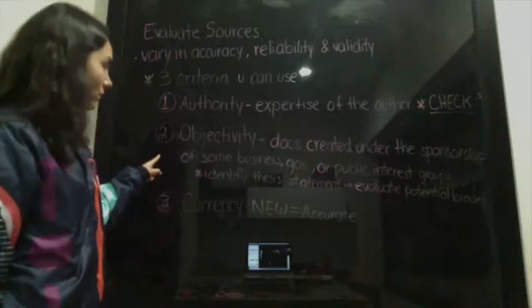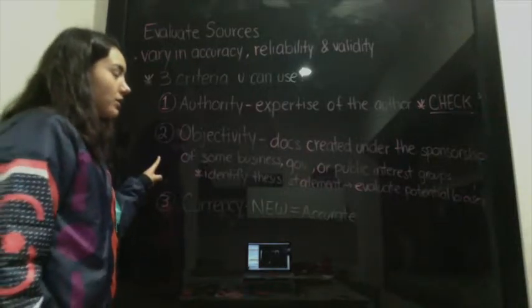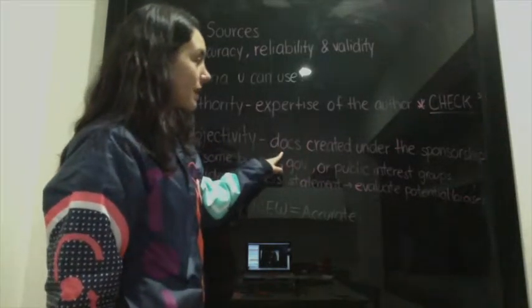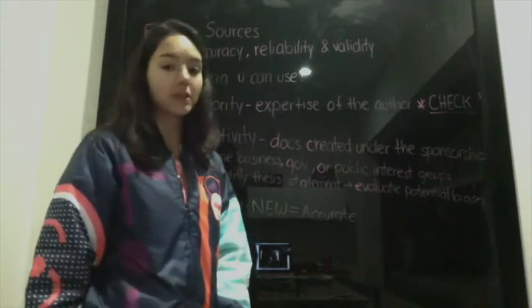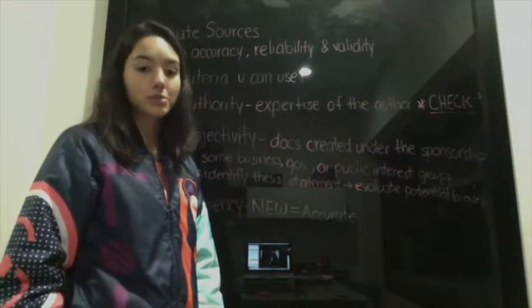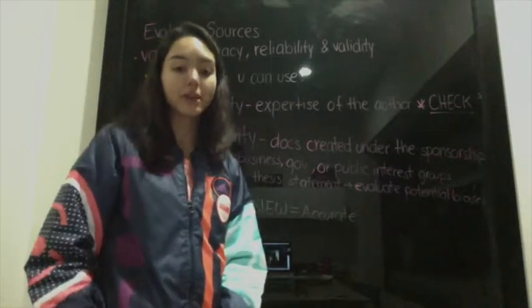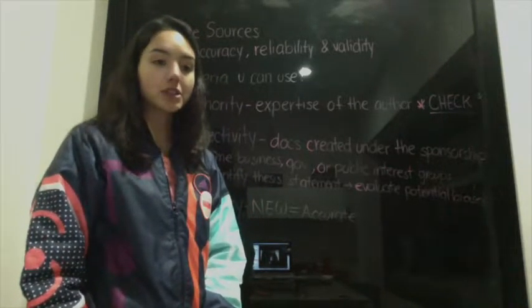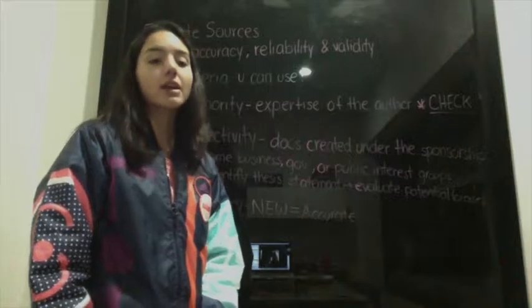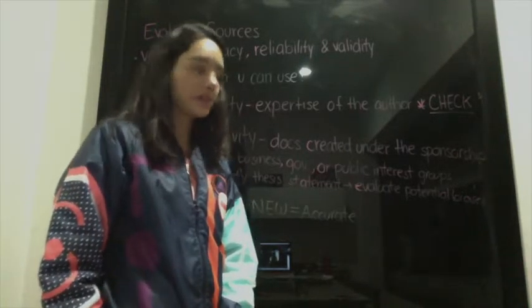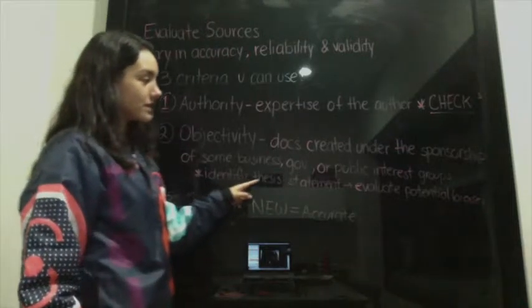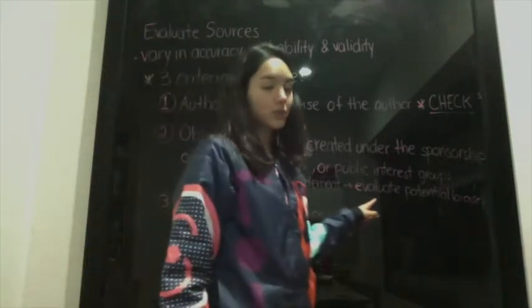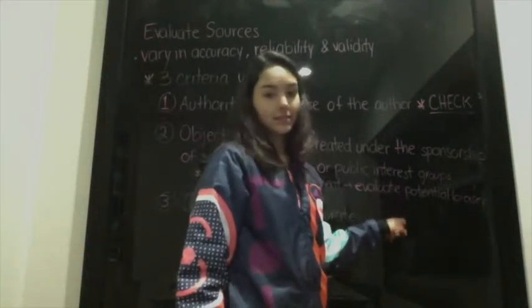The second one is objectivity. This means you're using documents created under the sponsorship of some business, government, or public interest groups. So if you're using a source from the government, it is probably very reliable. You have to identify the thesis statement in order to evaluate the potential biases.